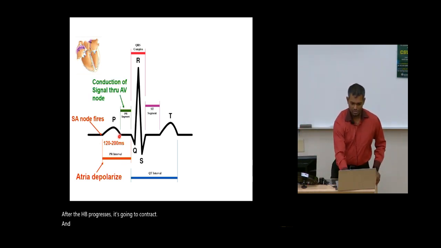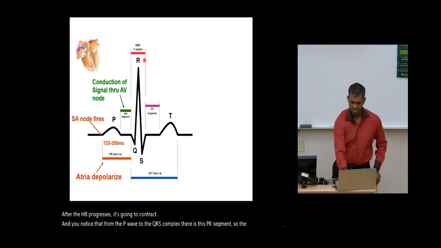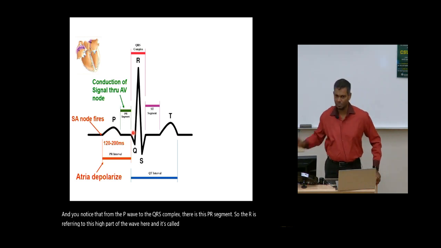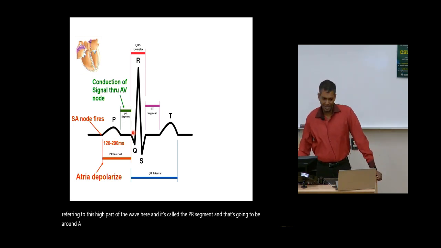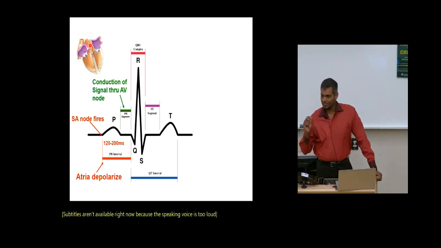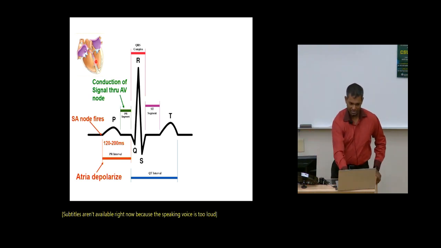And we notice that from the P wave to the QRS complex, there is this PR segment. So the R is referring to this high part of the wave here, and it's called the PR segment, and that's going to be around a 100 millisecond delay. And the reason for that delay is that the cardiac skeleton is preventing the action potentials from passing right through. They have to pass through the AV node and through the bundle of His.